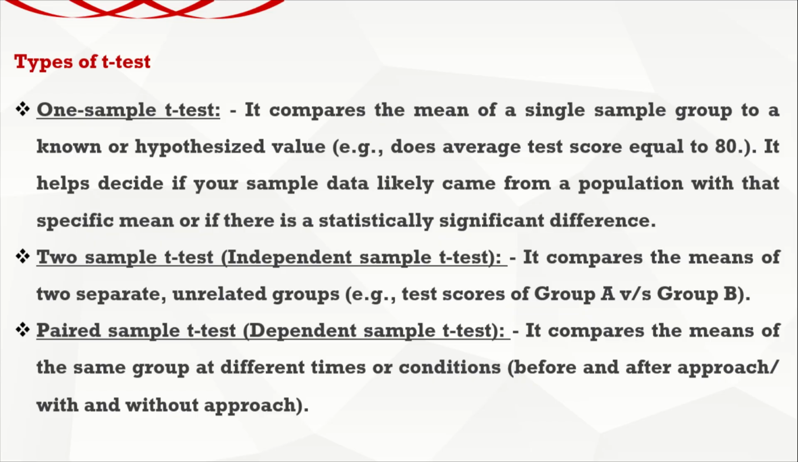It compares the means of two separate unrelated group, that is the test score of group A versus group B. Third one is paired sample t-test, that is dependent sample t-test. It compares the means of same group at a different time or conditions. It may be assessed through before or after approach, or without approach.